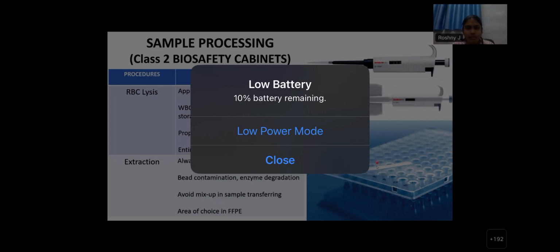No, this is a pipette and these are wells. Yes, these are PCR wells with a sealer on it. They have to seal it so that there is no contamination among these wells. There should not be any contamination. To prevent that, they use a sealer. And this is a single channel, and this is a multi-channel micropipette. So our processing starts with RBC lysis.